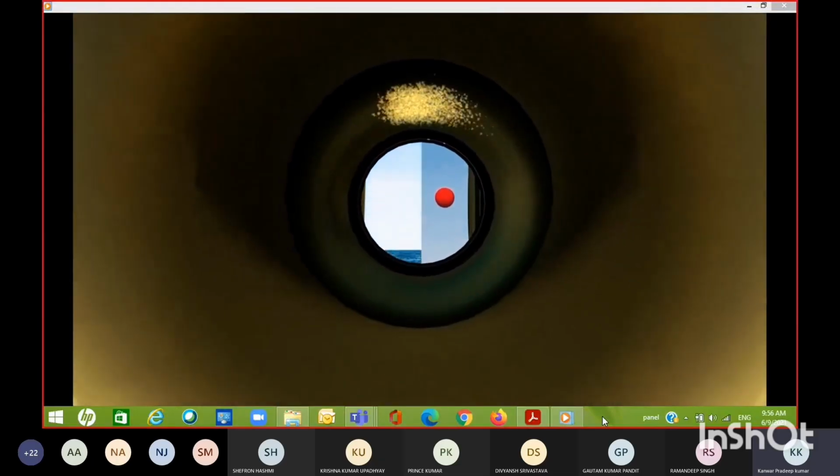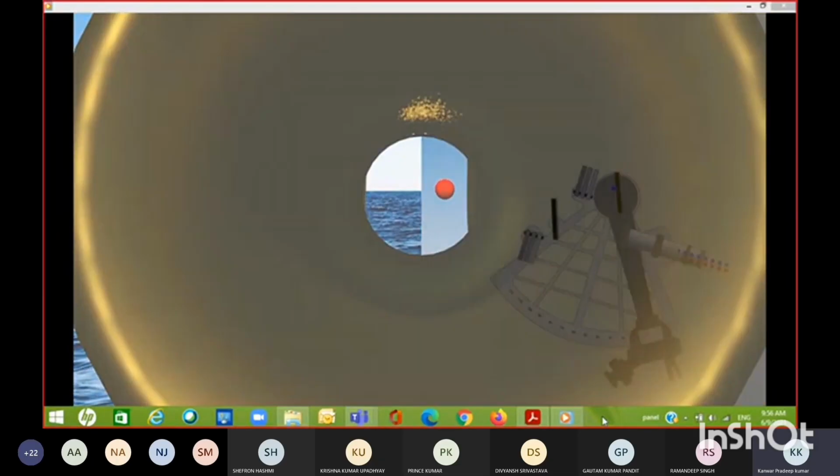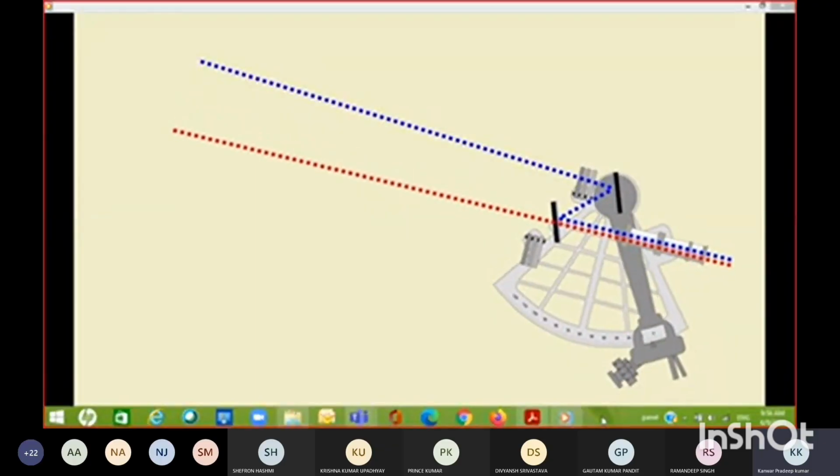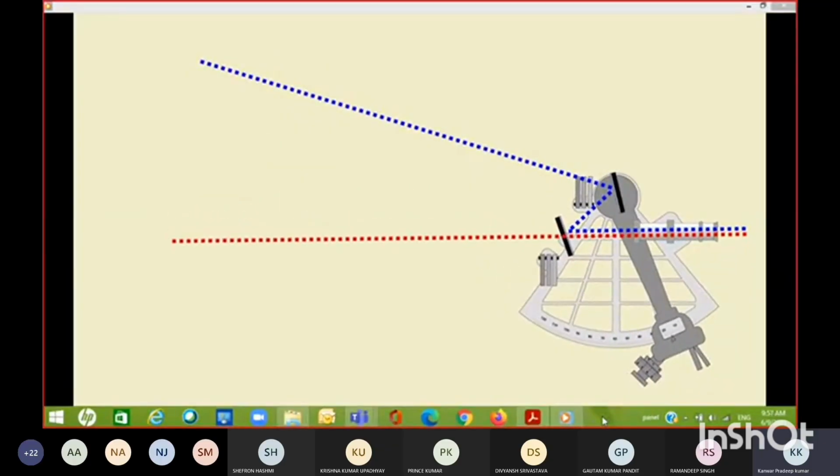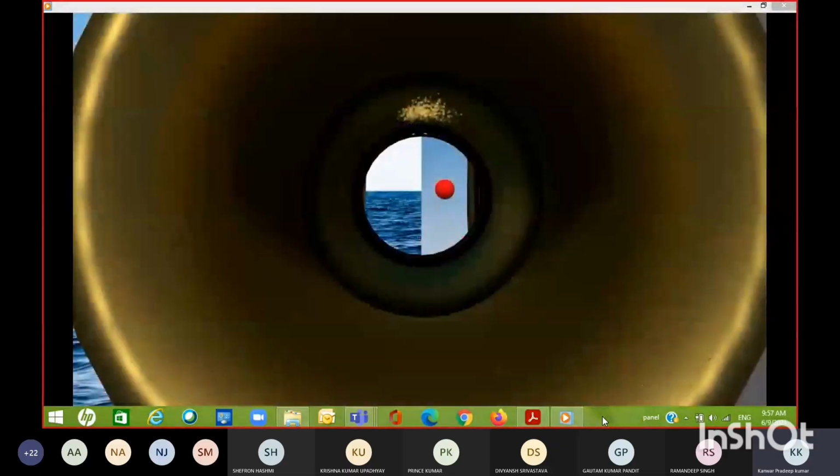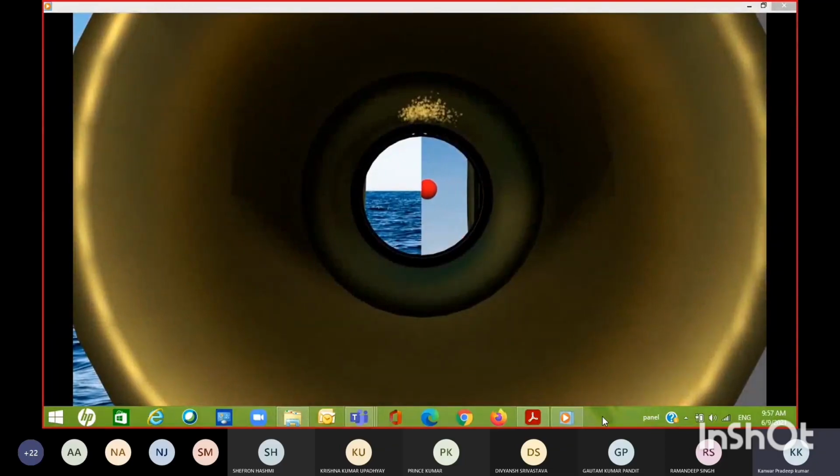At the same time, you want to use that clamp to move the index arm and keep the celestial body in the center of the horizon mirror. Once you reach the horizon, you want that to be in the middle as well. For the final part, you bring the celestial body to the center of the image.